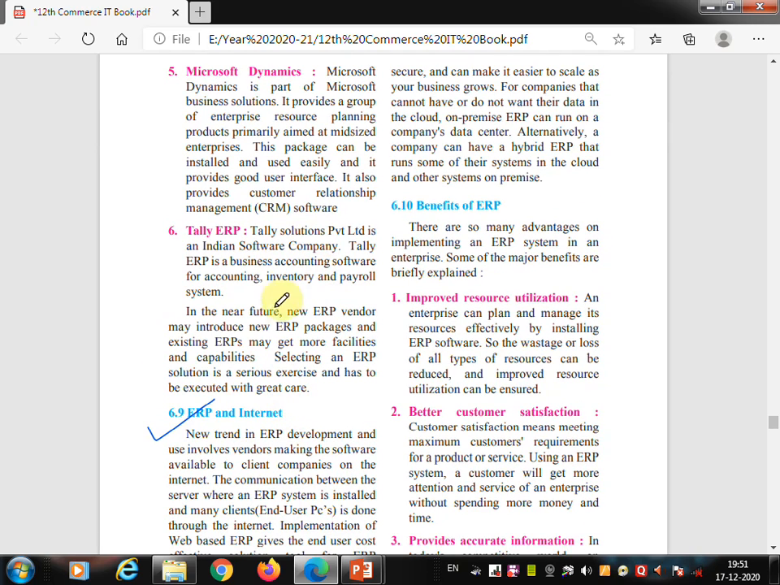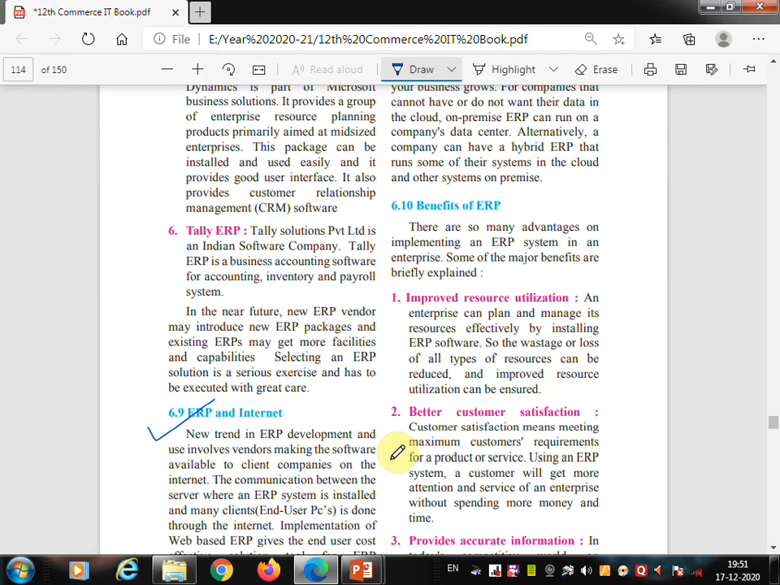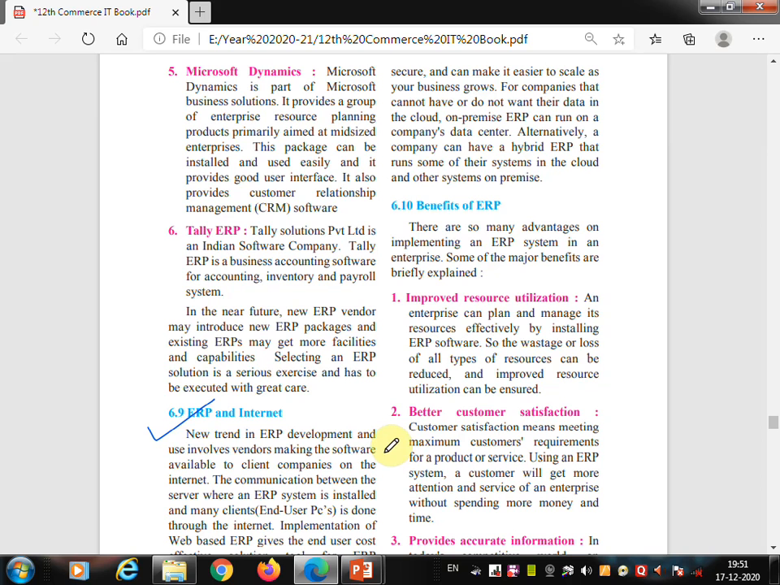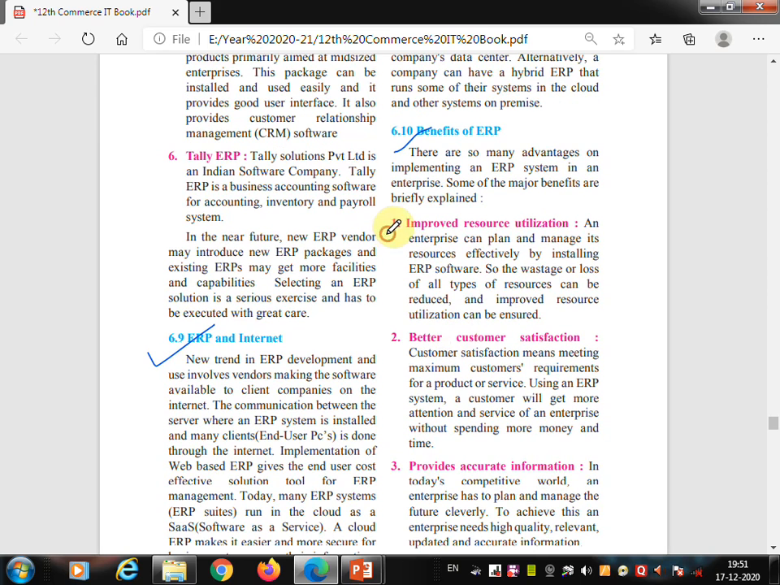Now we are going to see the benefits of ERP. There are so many advantages of implementing an ERP system in an enterprise. Some of the major benefits are briefly explained over here, that is improved resource utilization. Enterprises can plan and manage their resources effectively by installing ERP software, so the wastage or loss of all types of resources can be reduced and improved resource utilization can be ensured.